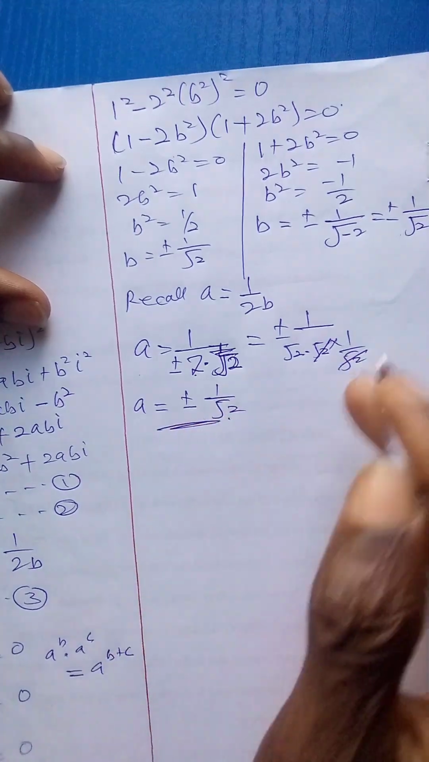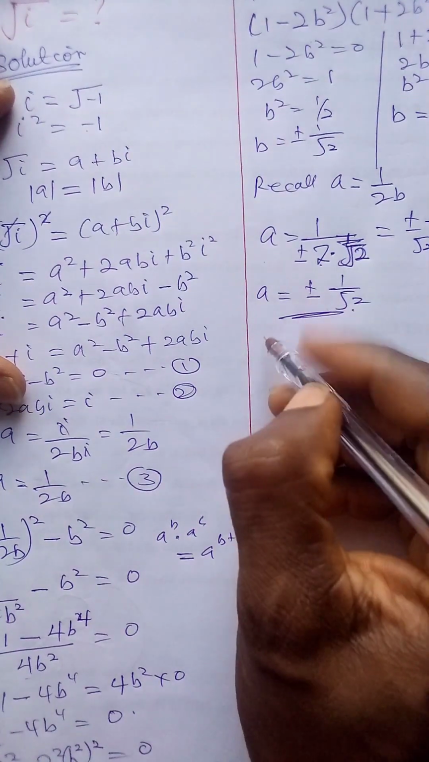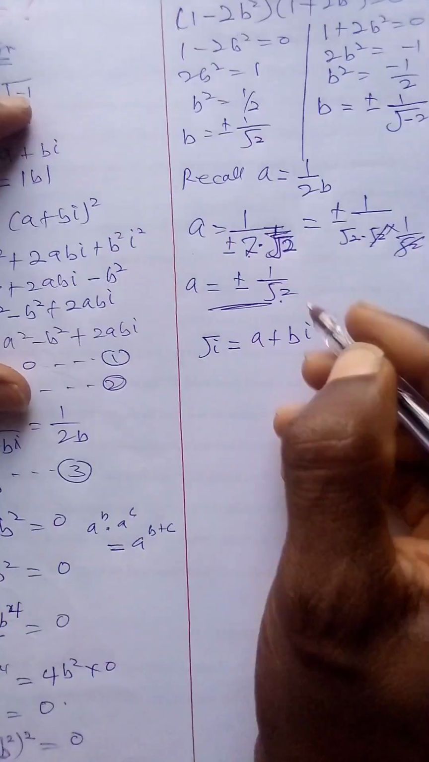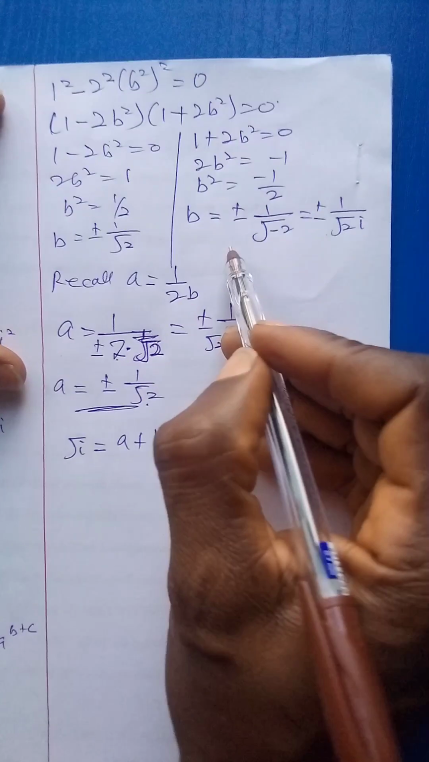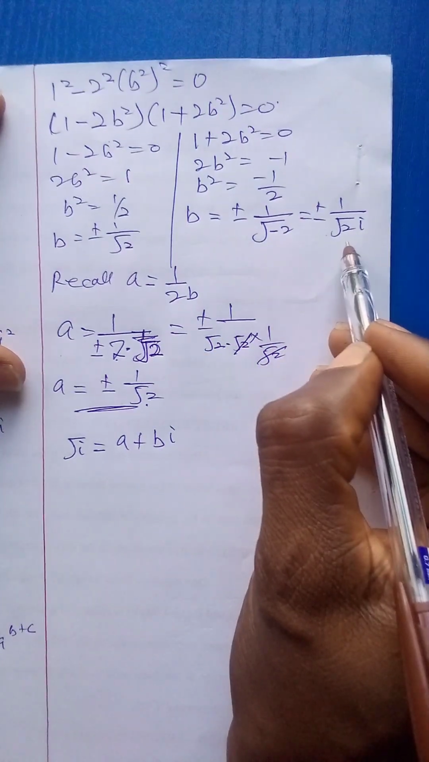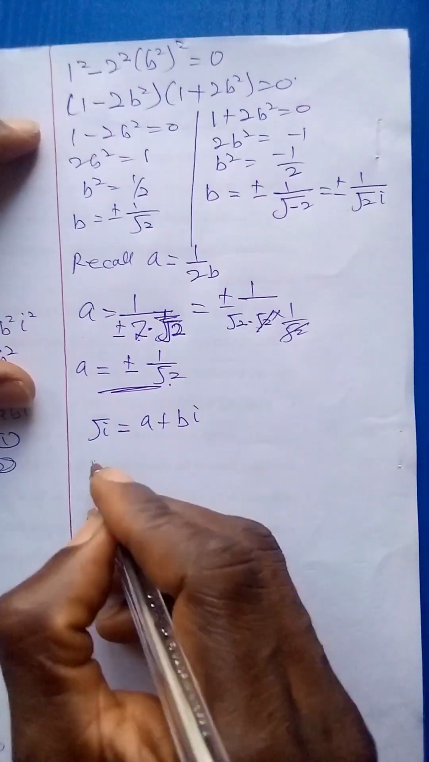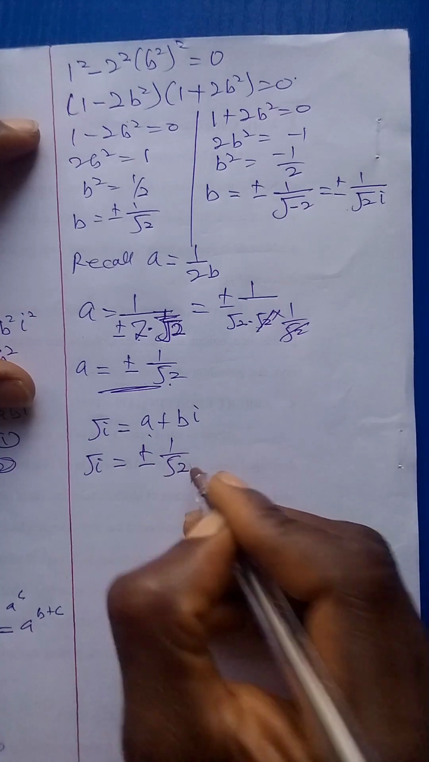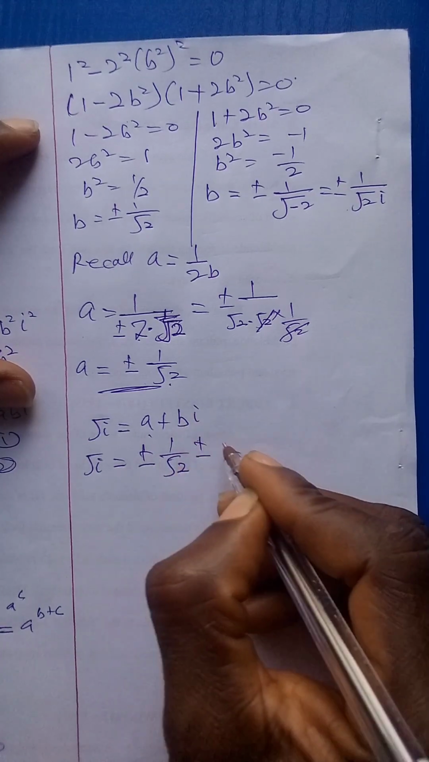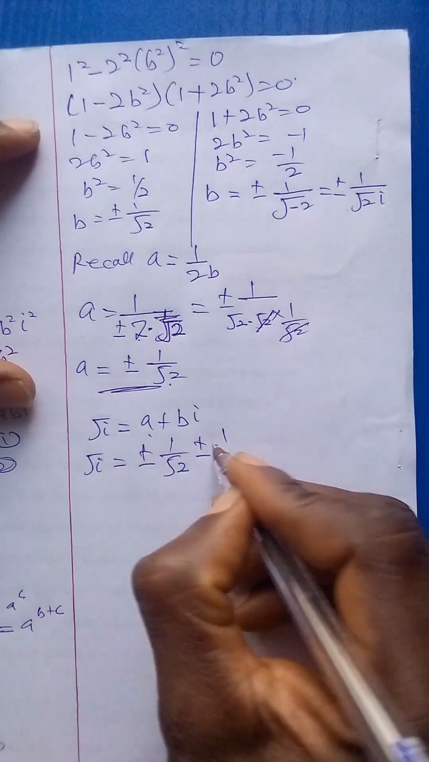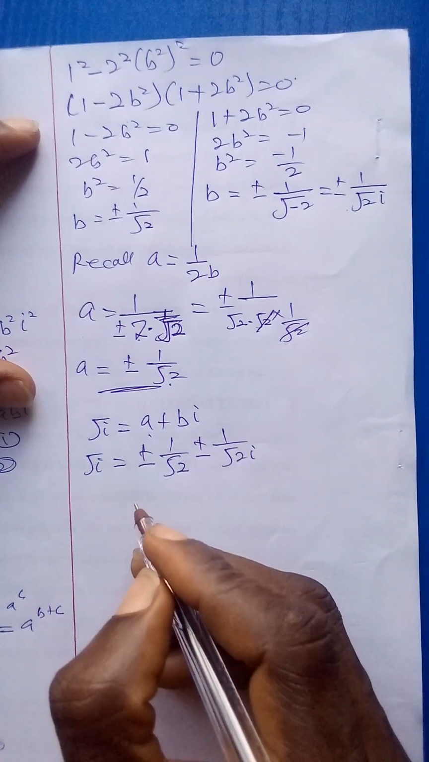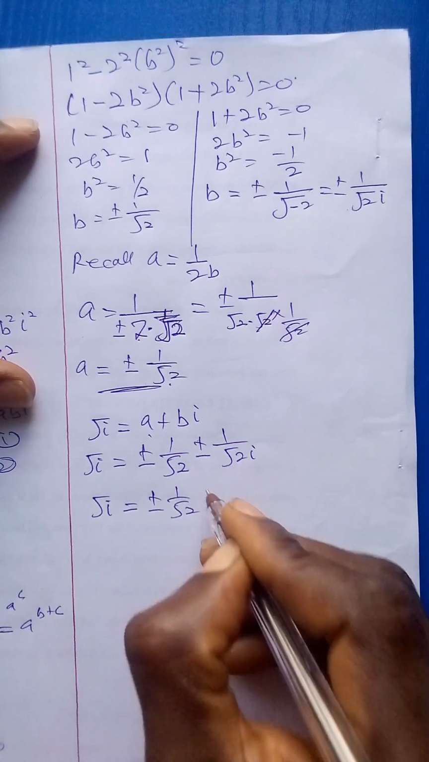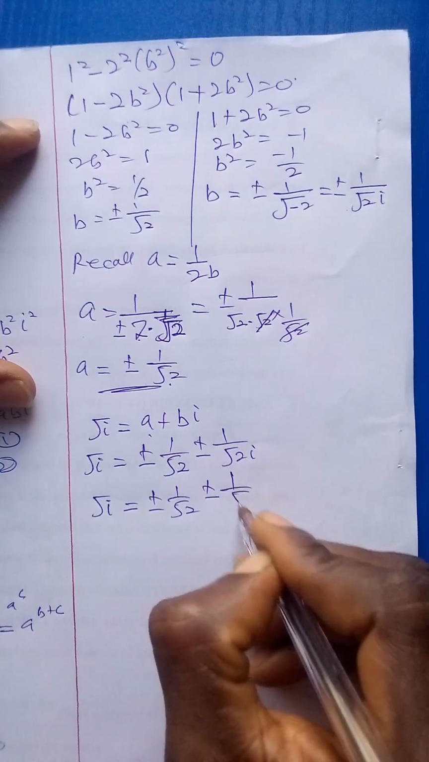Now, let us recall that our square root of i is a plus bi. Now, this part is the imaginary part of this complex number, and so root i equals a being plus or minus 1 over root 2, then plus or minus b being this part now, which is 1 over root 2i. So I have root i equals plus or minus 1 over root 2 and plus or minus 1 over root 2i.